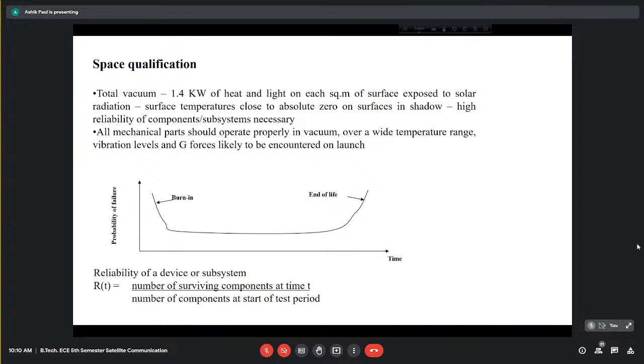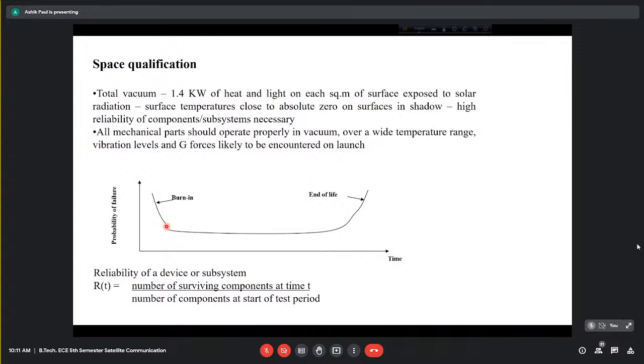Now, when we plot the probability of failure of any device or component as a function of time, then usually what we note is that at the beginning of its lifetime, a very sharp change is expected during the initial part of a particular device. The probability of failure is quite high.